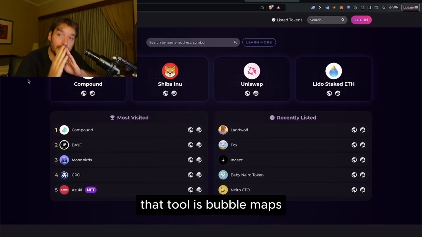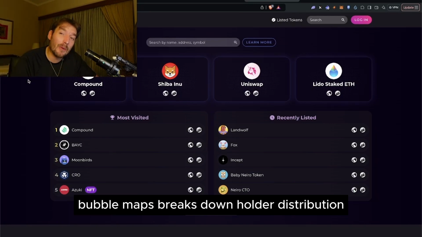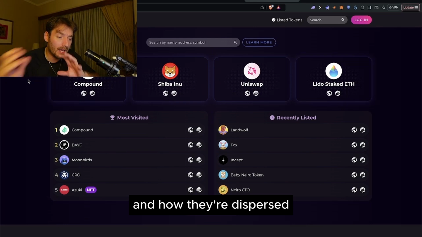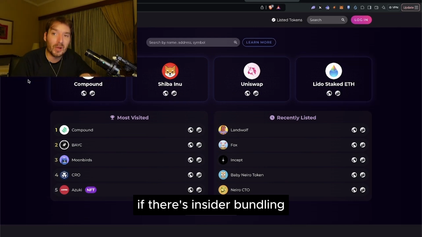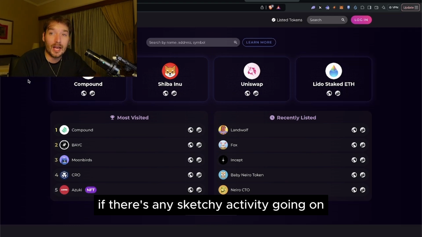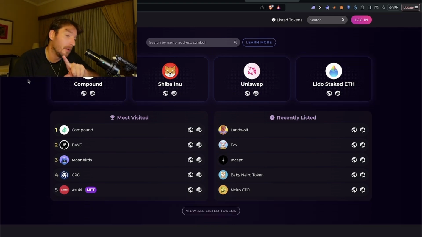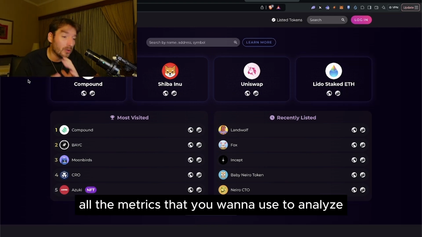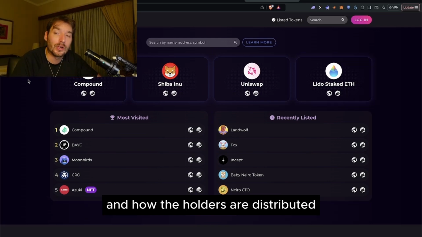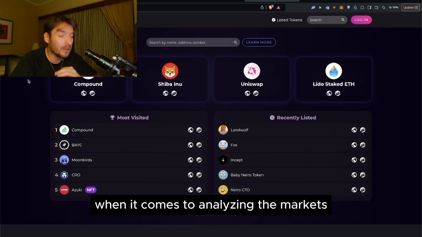That tool is Bubblemaps. Bubblemaps breaks down holder distribution, gives you better insight into what tokens are and how they're dispersed, if there's insider bundling, which many people are familiar with on meme coins, if there's any sketchy activity going on, big wallets sending to other wallets, people getting tokens that they didn't buy, all the metrics that you want to use to analyze exactly what a token is and how the holders are distributed. It gives you a slight edge when it comes to analyzing the markets.